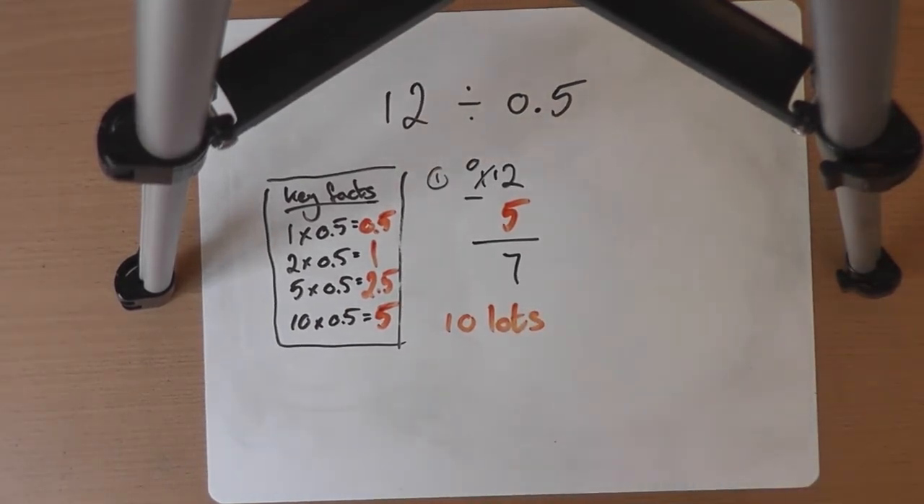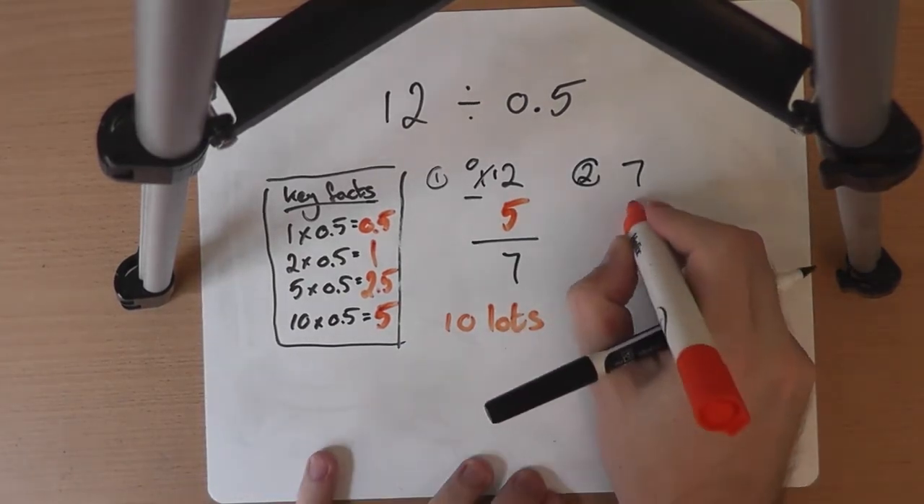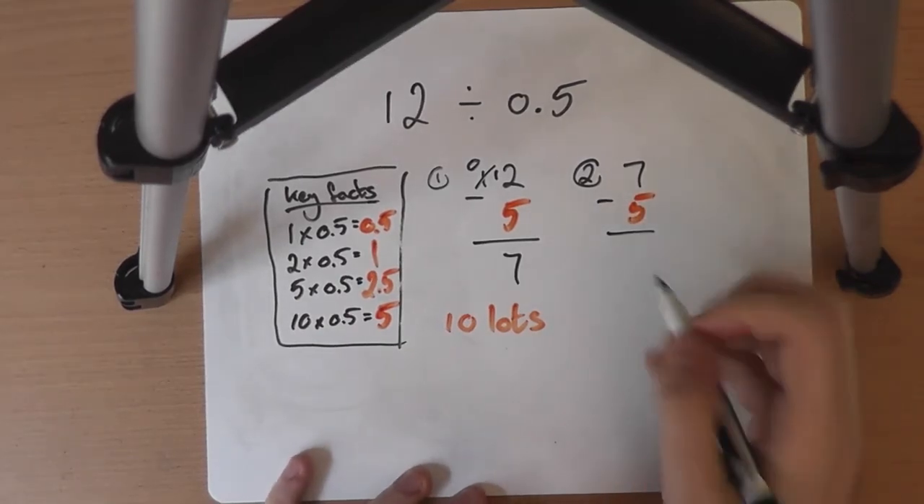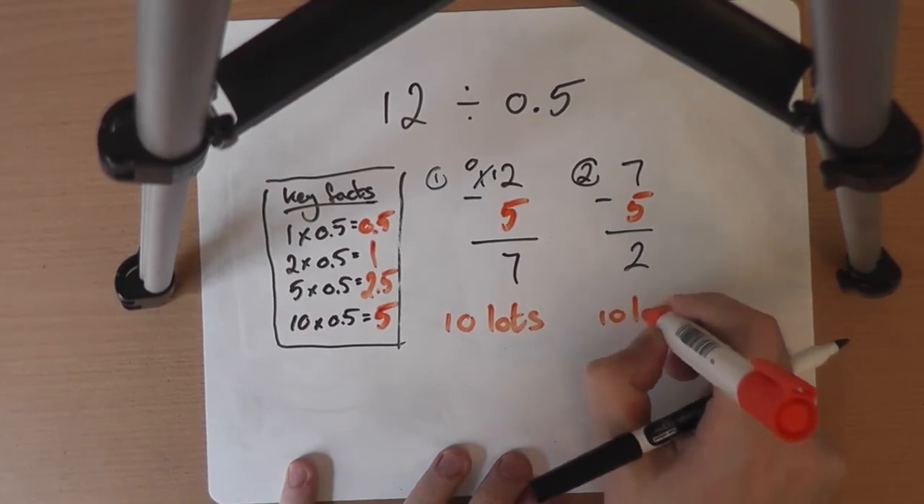We've got some stuff left, so we could do another subtract. We could start with the 7, and we could take away another 5. That's okay to do. And we're left with 2. And that was another 10 lots.